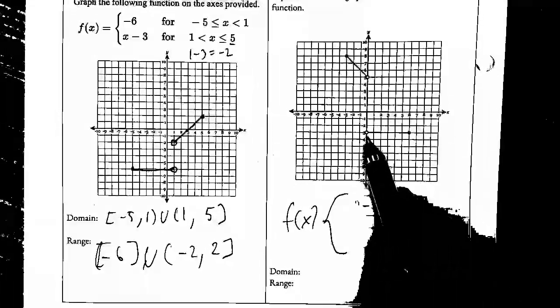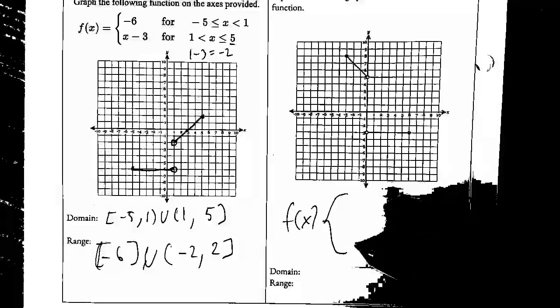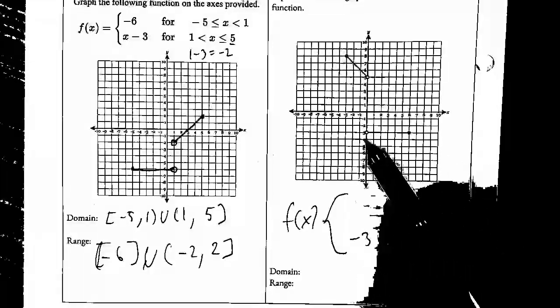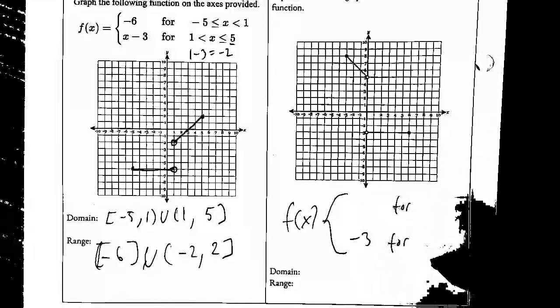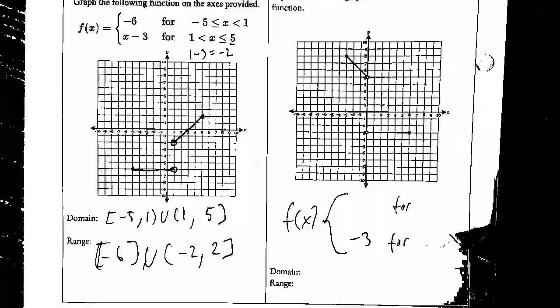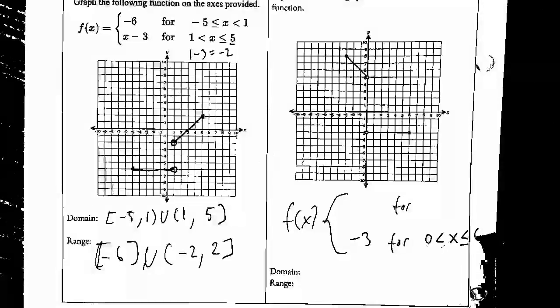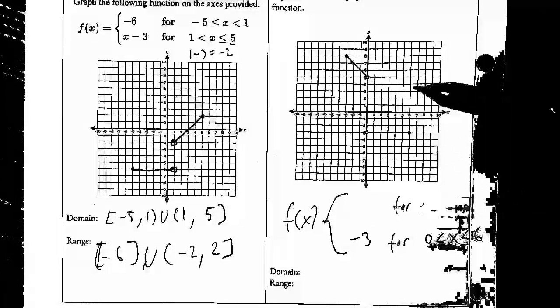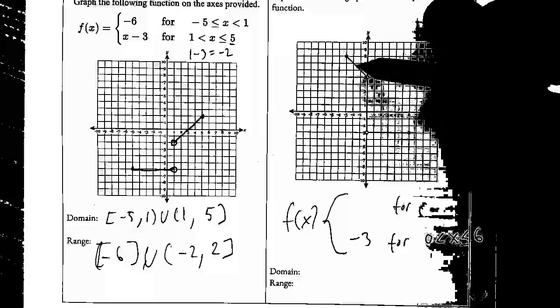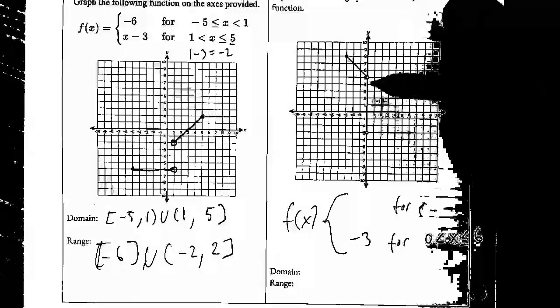This is a straight y value. This is just negative 3, so that's easy. It's negative 3 from 0, so when x is greater than 0, but x is less than or equal to 6. Okay? F of x is this function here, which I can see by looking at it.